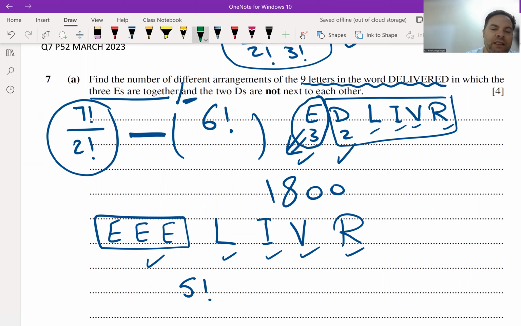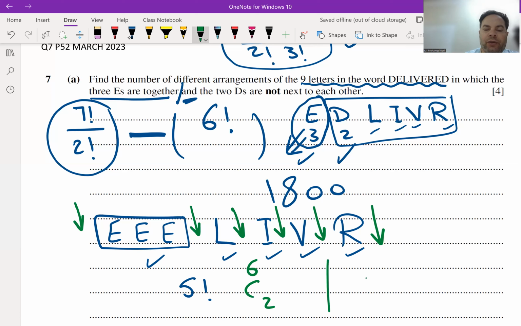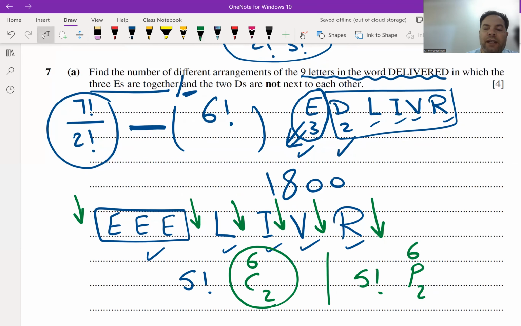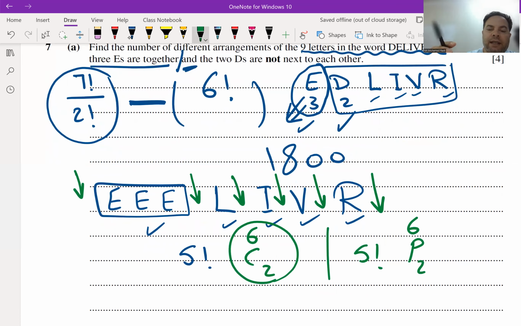In case the D's are not together, there are 1, 2, 3, 4, 5, 6 places and we select any 2. It will be 6C2. You can also write 5 factorial and write 6P2, where you select, then arrange. For the first case, because the arrangement is the same, I will not multiply by 2 factorial. For the second one, if you use 6P2, it includes select and rearrange, but we have to remove the repetition. This is why you have to divide by 2 factorial.